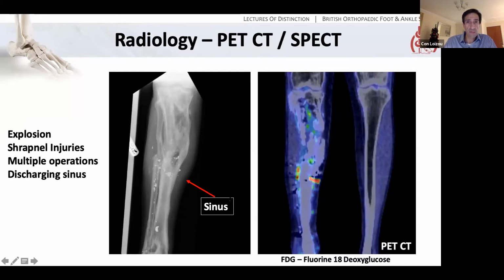And therefore, he underwent a PET-CT, which is positron emission tomography CT, which is a combination of CT with administration of a radioisotope, and in this case is fluorine-18 deoxyglucose, which localizes in hypermetabolic tissues. And this demonstrates nicely the sinus and the active pieces of bone that can act as surgical targets.